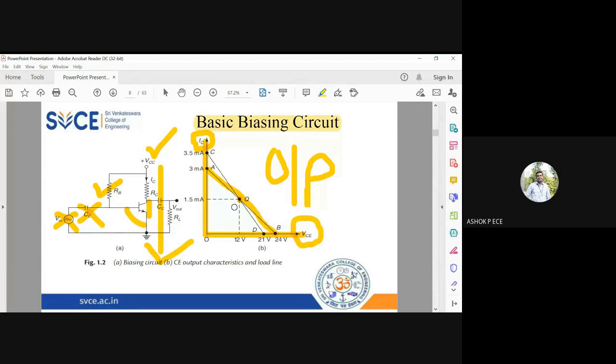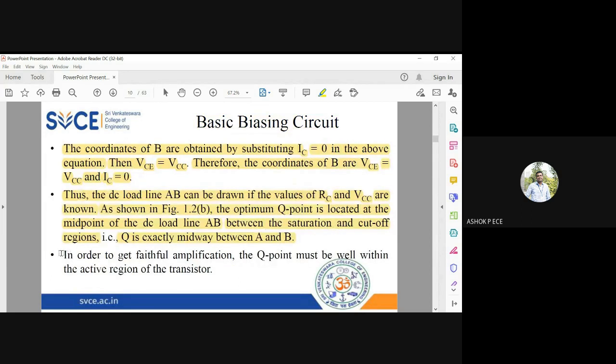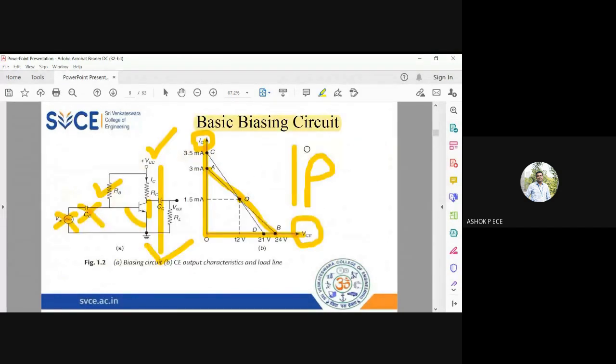So our focus will be retaining this operating point exactly in the middle of your DC load line. For that only, we are going to design this biasing circuit. Why do we say that the Q point has to be exactly in the middle? Why can't it be slightly up or slightly down? The reason is, if the Q point is exactly in the middle, whatever input you give will be faithfully reproduced. If you give a sine wave for amplification, that sine wave will be amplified perfectly. You get an amplified version of the sine wave when the Q point is exactly in the middle.